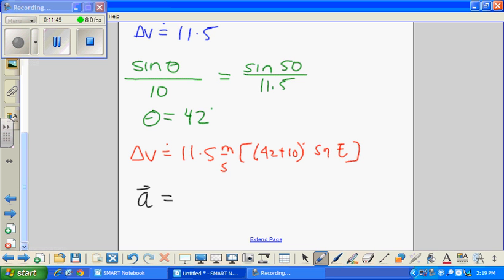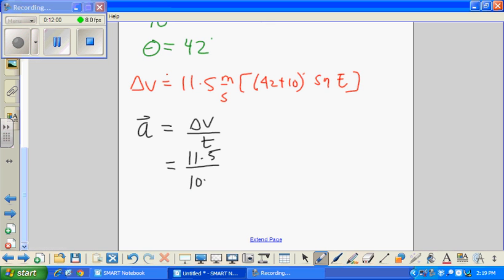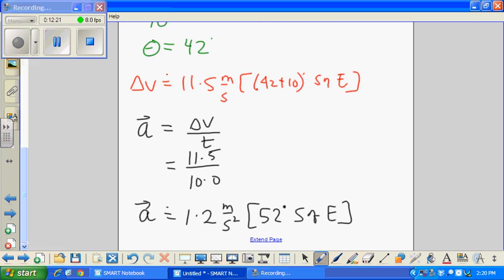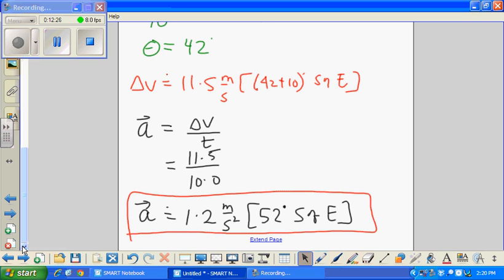Acceleration is going to be my delta V, or V2 minus V1, over time, which is 11.5 over 10. Acceleration equals 1.2 meters per second squared, 52 degrees south of east. And that would be solving for acceleration using vector subtraction and the law of sines and cosines.